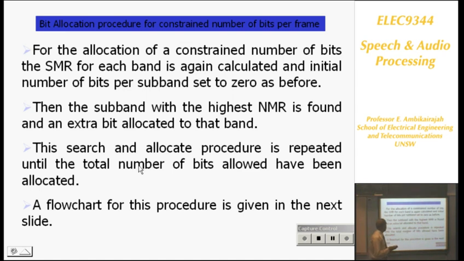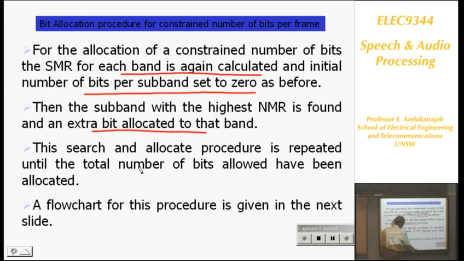Once you are done with the bit allocation, for the allocation of a constrained number of bits, SMR for each band is again calculated, and the initial number of bits per subband is set to 0. Then the subband with the highest NMR is found and an extra bit is allocated for that band. This search and allocation procedure is repeated until the total number of bits are allocated.